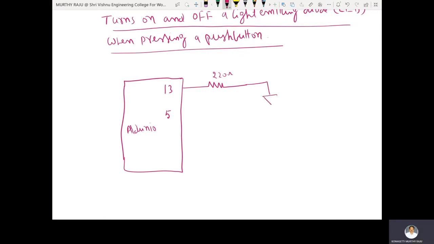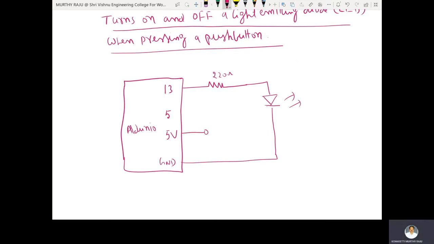This one is the anode. This one is the cathode. Ground. Next, here 5 volts. We consider from this Arduino the 13th pin, the 5th pin, and 5 volts and ground.